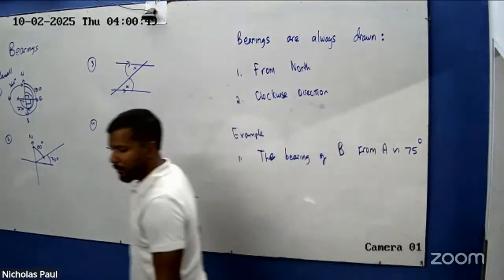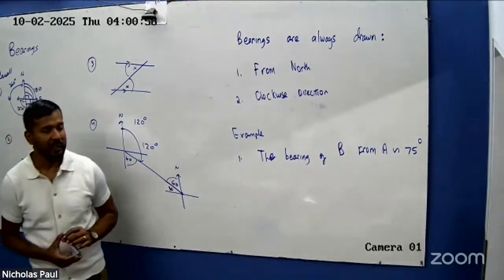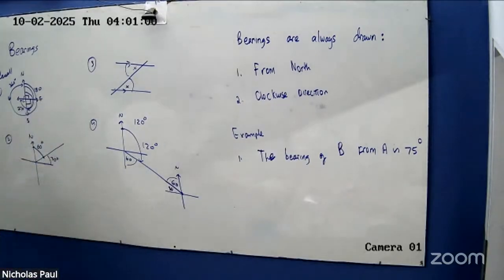So make a note of that, and then we're going to try this first example again. The bearing of B from A is 75 degrees. We're going to do it step by step.